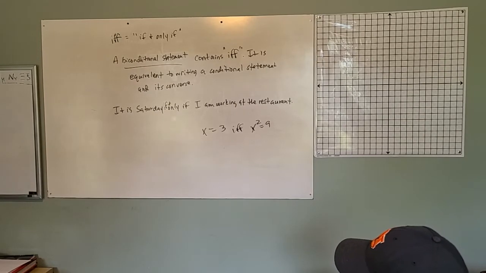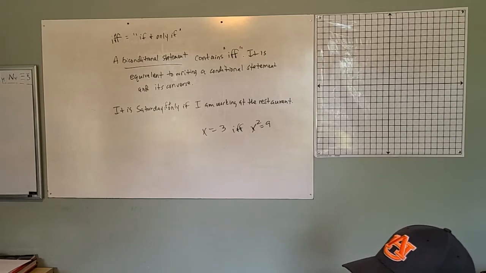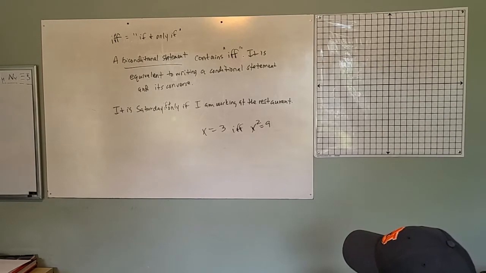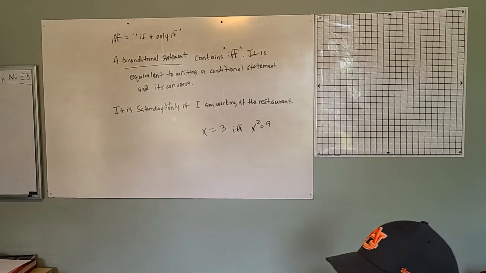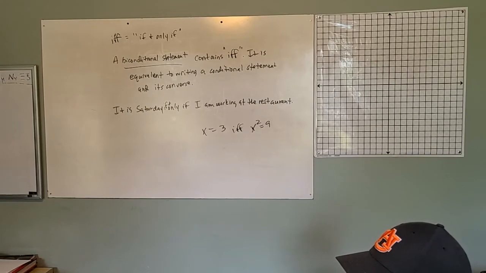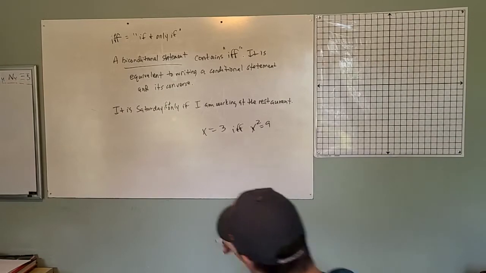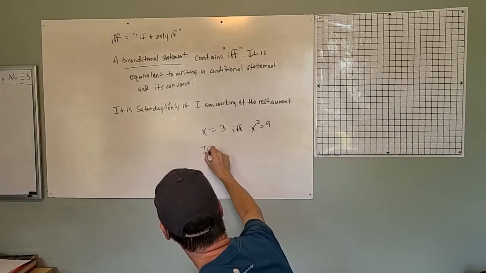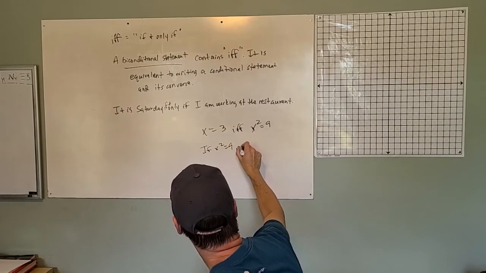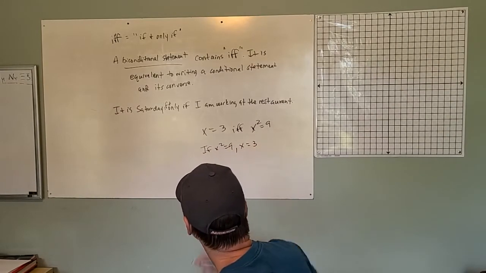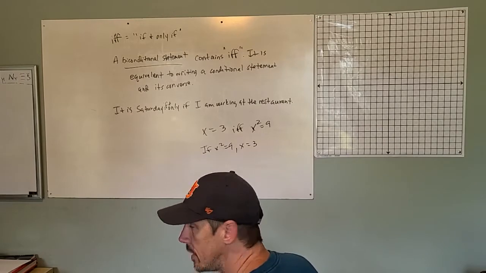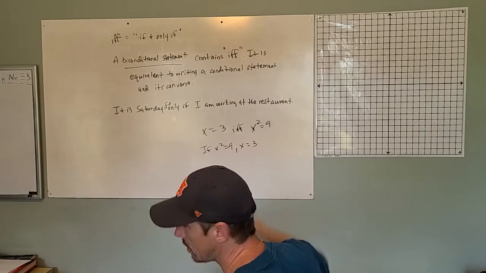If x equals 3, then x squared equals 9. Is that a true statement? Yes, that's true. Let's flip it around. If x squared equals 9, then x equals 3. Is that a true statement? That's the converse. That has to be true for this biconditional to also be true.